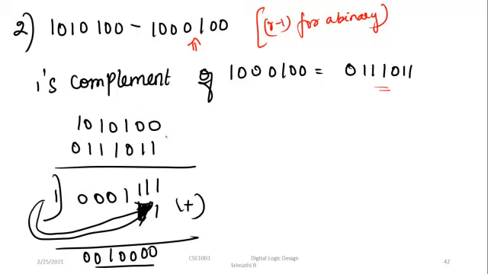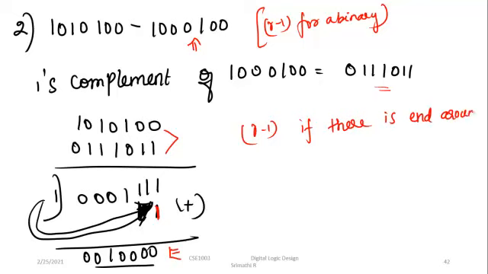After taking the 1's complement, add the minuend plus the 1's complement of the subtrahend. If I have a carry, again add it and keep it as the result. This is the result. So in the r minus 1's complement, if there is an end around carry, we need to add it to the result.